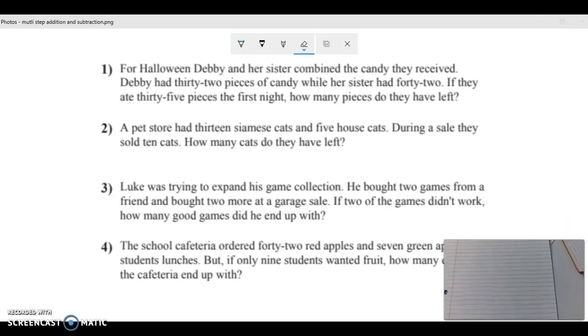Hey 3W. So today we're going to be solving multi-step story problems. Multi-step story problems have more than one step, meaning you're going to add and subtract. Maybe you'll multiply and add. What I want you to do right now is solve all 4 of these story problems. Pause your computer so that when you're done you can click play and then check your work.